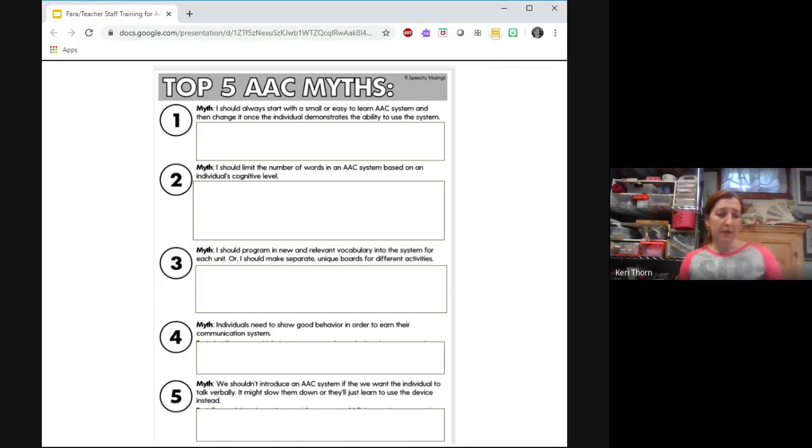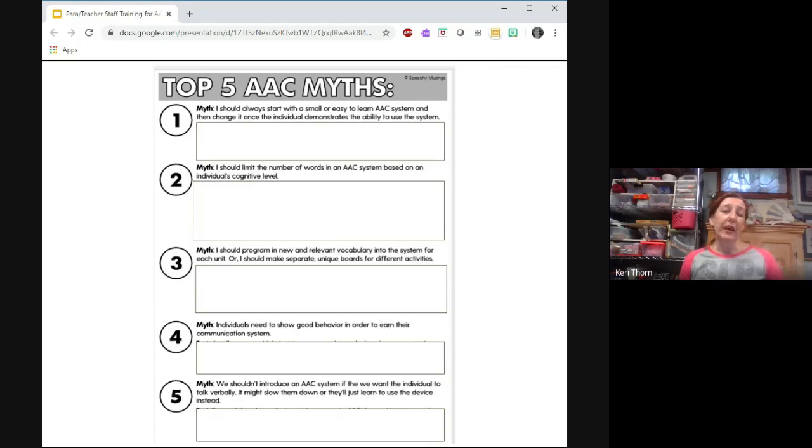The next myth is that you need to show good behavior to earn your communication system. I know this is hard because we have a lot of kids with a lot of tough behaviors, but we also have a lot of kids with tough behaviors who are verbal, and they're not being denied their communication because they're verbal. So we really can't deny communication to students because they're nonverbal and they're engaging in behaviors. That doesn't mean that we're going to give a kid an expensive device if they're constantly throwing it against a wall.